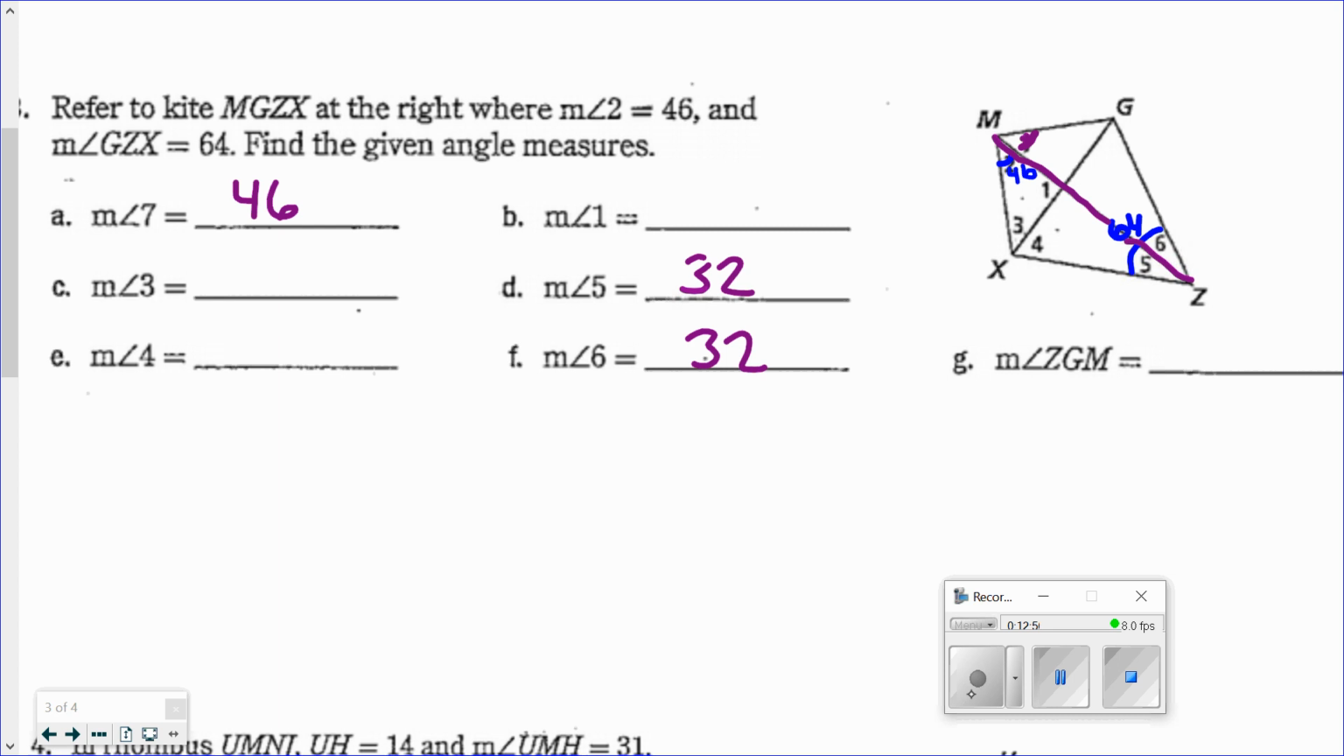Since we have a kite and we have our diagonals, we also know that the diagonals in a kite are perpendicular to each other. So that means that angle 1 then is 90 degrees.